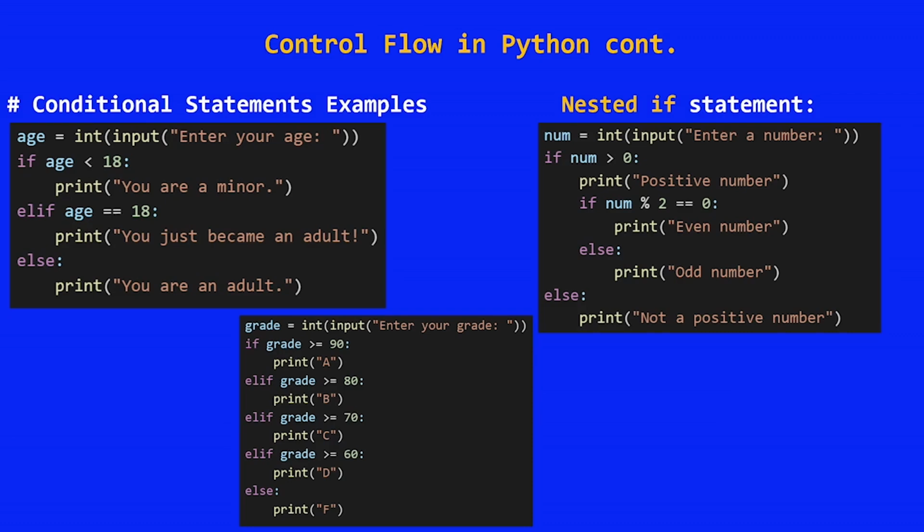Elif grade was greater than or equal to 70, we print that was a C grade. Elif the grade was greater than or equal to 60, then we print the student scored a D, else print an F. So there are so many ways in which you can customize this code of ours.